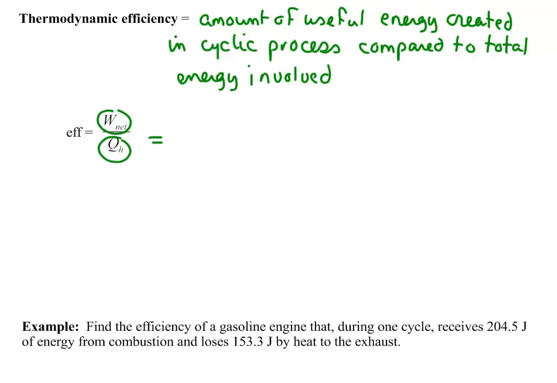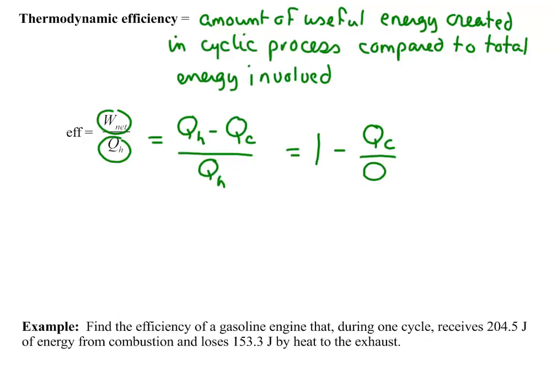So we also learned that net work is Q hot minus Q cold. We take that over Q hot. We can also get 1 minus Q cold over Q hot. So we don't necessarily have to know the net work created to find the efficiency of the system if we know the two amounts of heat energy involved. So Q cold is energy removed by heat, and Q hot is heat energy added.